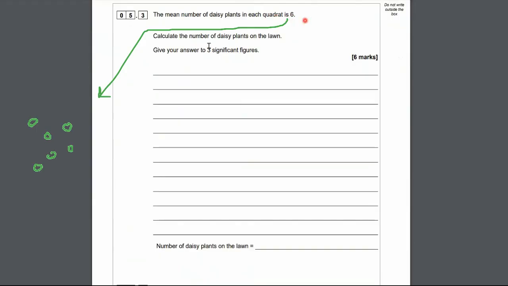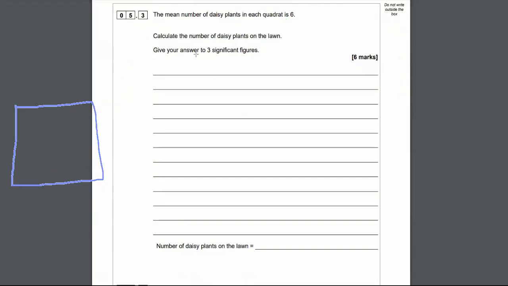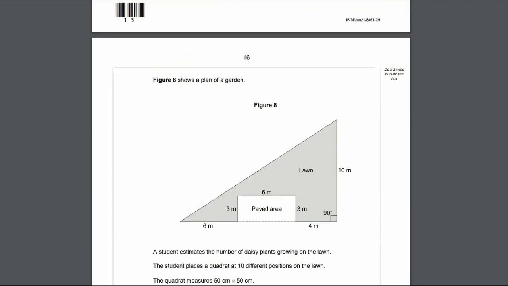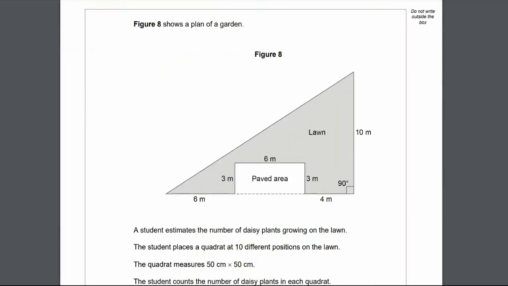5.3, here comes the difficult one. The mean number of daisy plants is 6 in each quadrat. Calculate the number of daisy plants on the lawn. Give your answer to 3 sig. And it's a 6 marks maths calculation. Okay, so you can pick up lots of marks without getting the full marks, but you've got to show your working on each step of the way. Let's go.